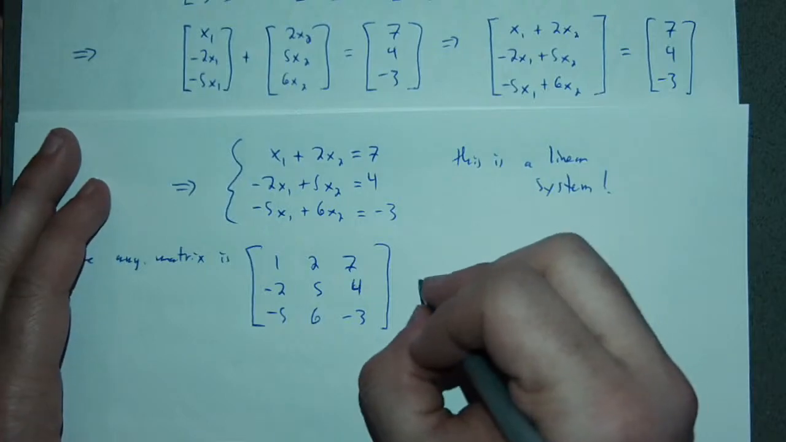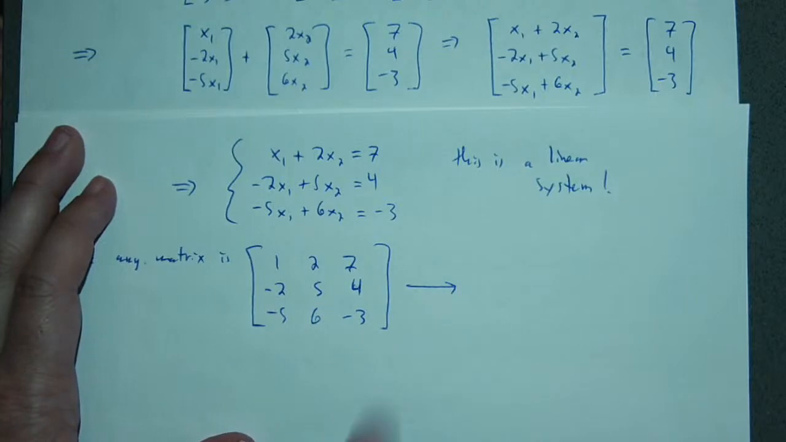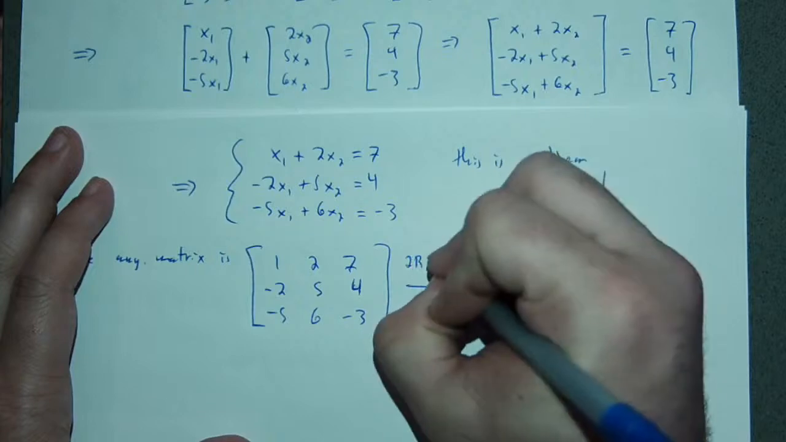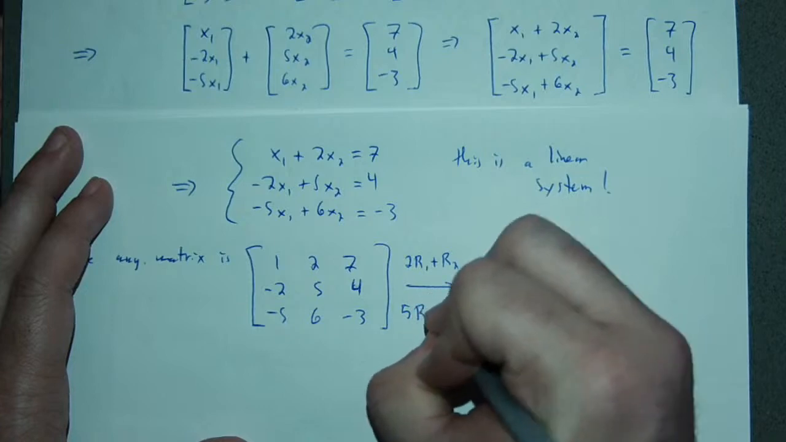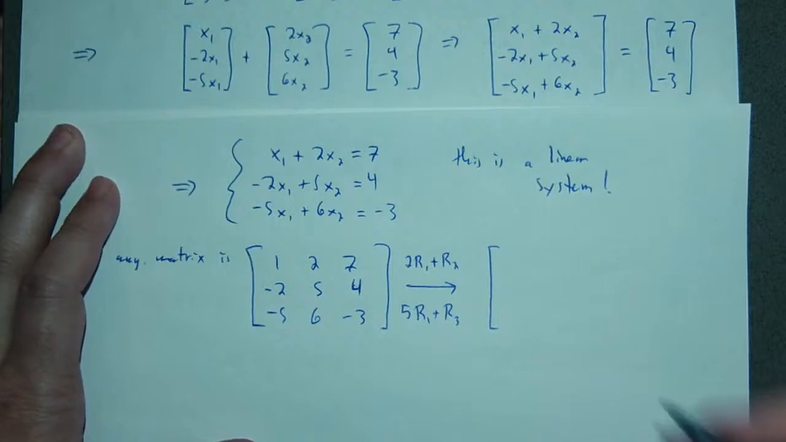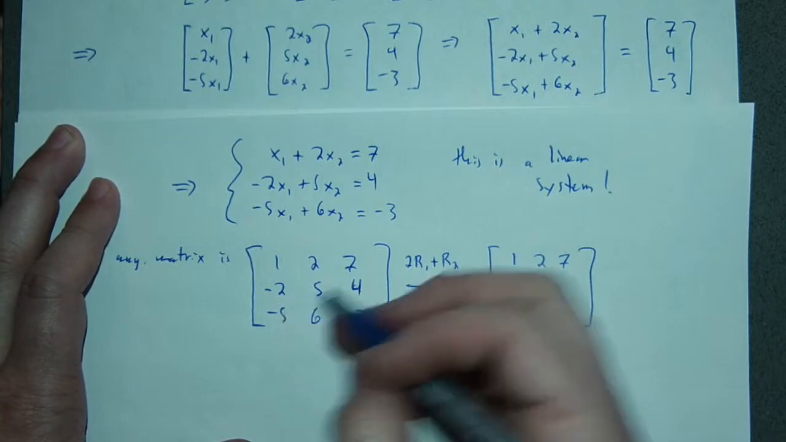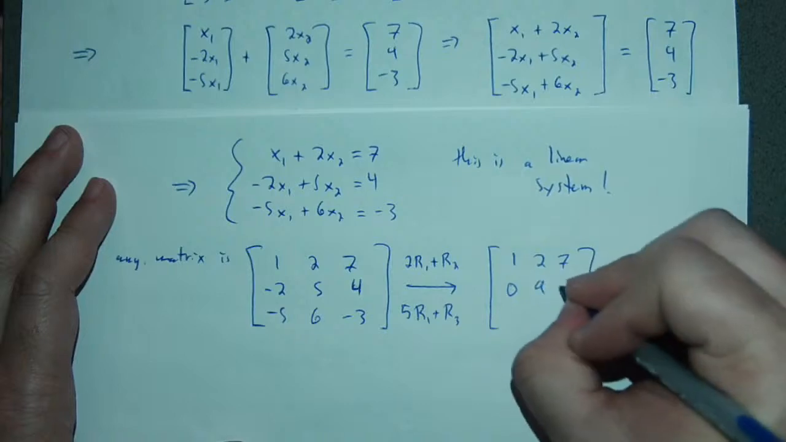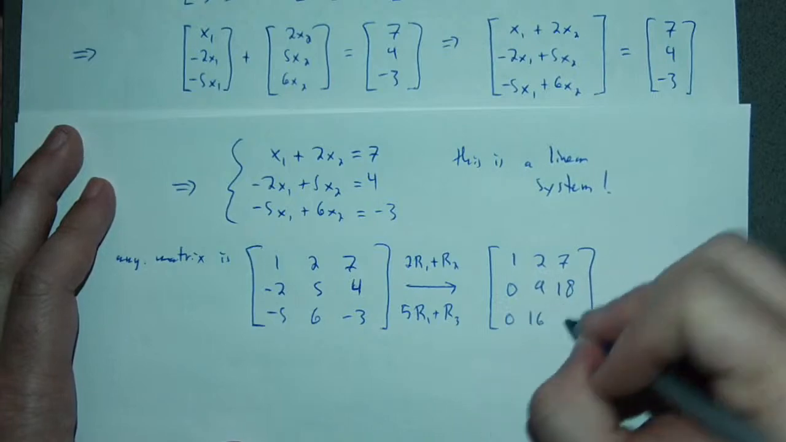Putting this into reduced row echelon form, I'll write out a couple of steps and then skip. I'll do 2 times row 1 plus row 2, which zeroes that entry out, and 5 times row 1 plus row 3, which zeroes that entry out. So what I get here is 1, 2, 7, then 0, 9, 18, and then this last one is 0, 16, 32.